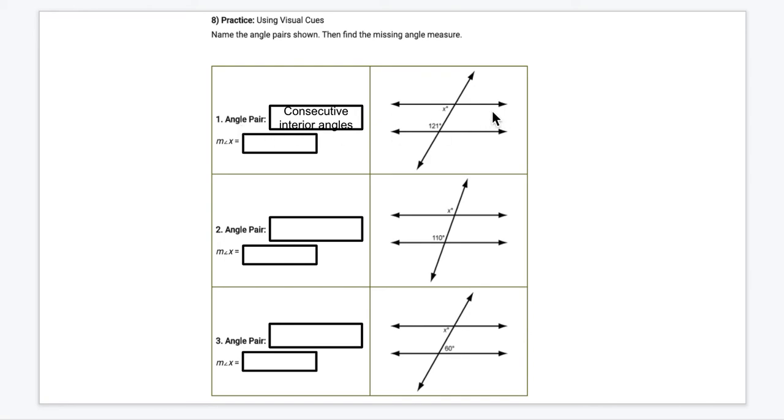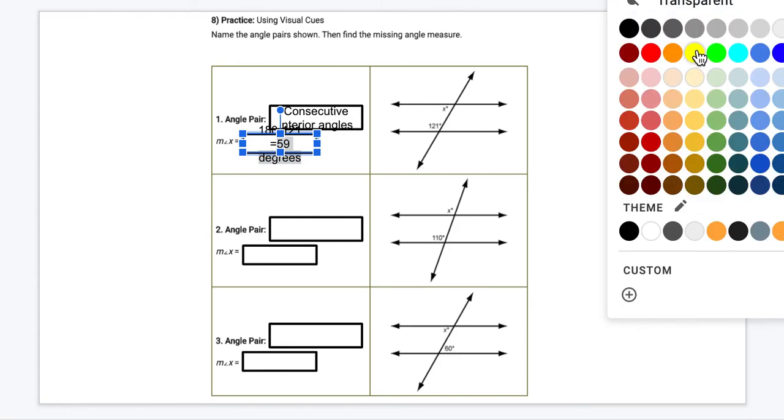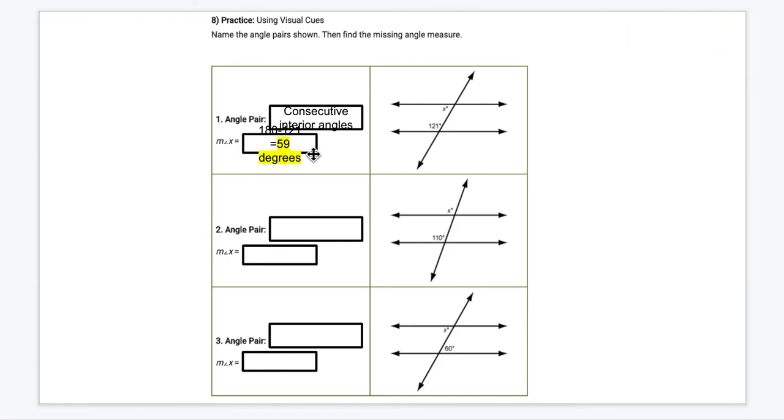So in order to figure out what my supplementary angle to 121 degrees would be, I would do 180 minus 121. And that is going to give me, what is that, 59? So this is going to be 59 degrees. And let me just highlight my answers so that I know for sure that's what I'm talking about. Okay. Let's go on to our next slide.